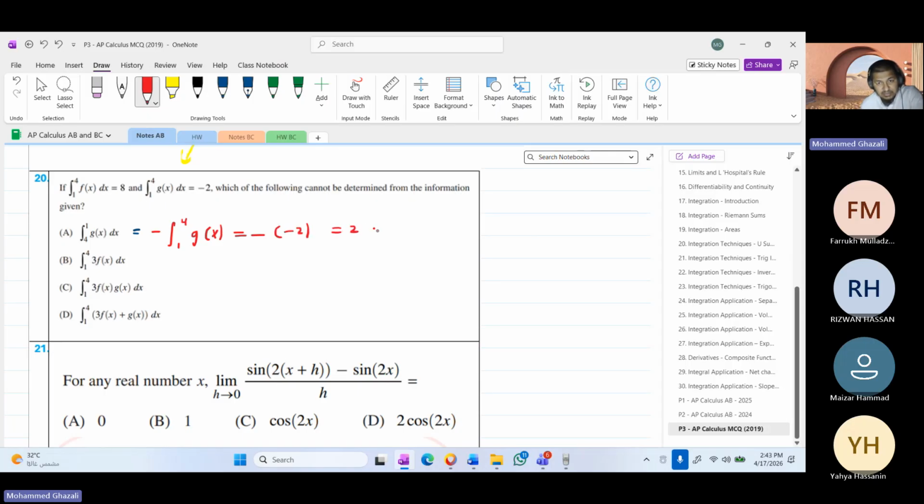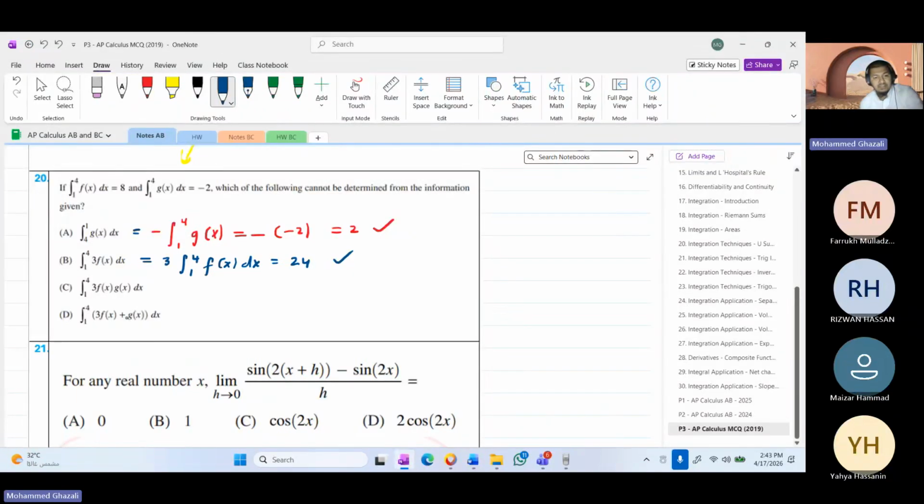The answer for the first one can be determined. The second one, integral from 1 to 4 of 3 times f of x. Of course, that can be determined. We can take the 3 out and take the integral from 1 to 4 of f of x dx. The integral of f of x dx is 8, times 3 is 24, right? That can be determined. What about the last one?